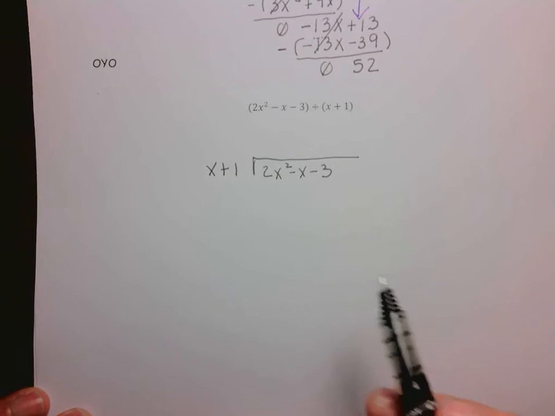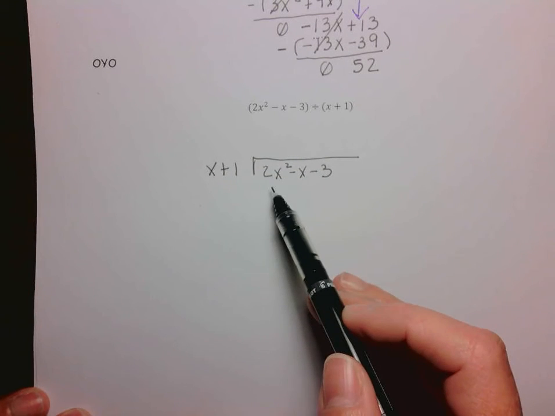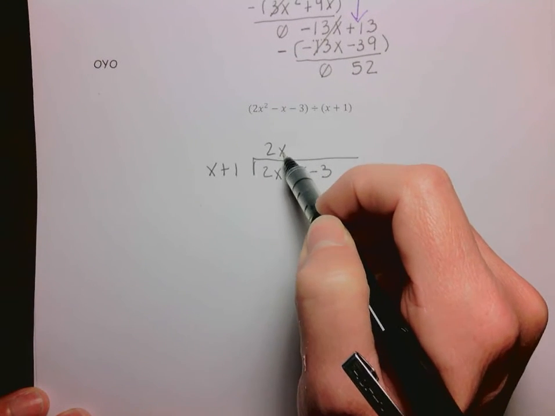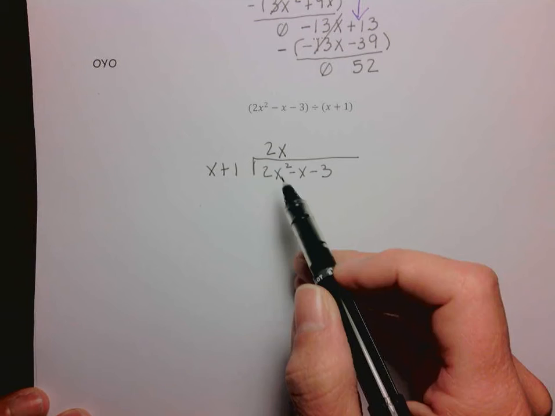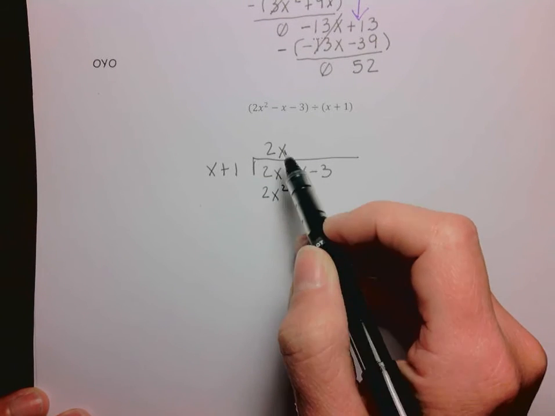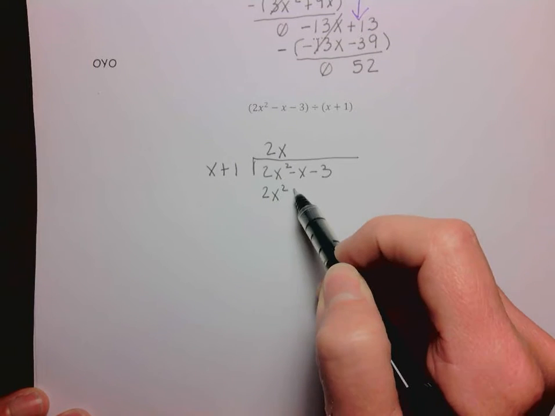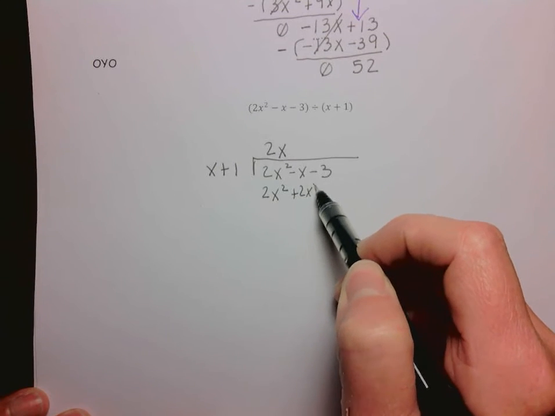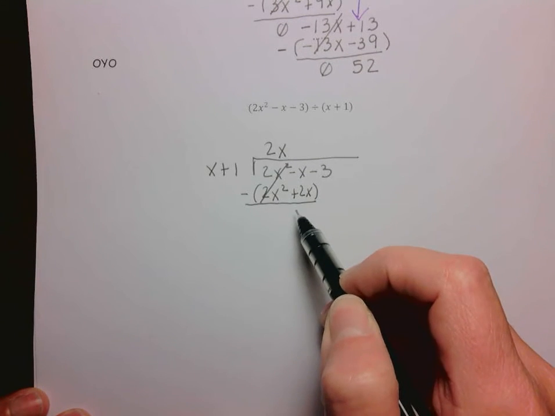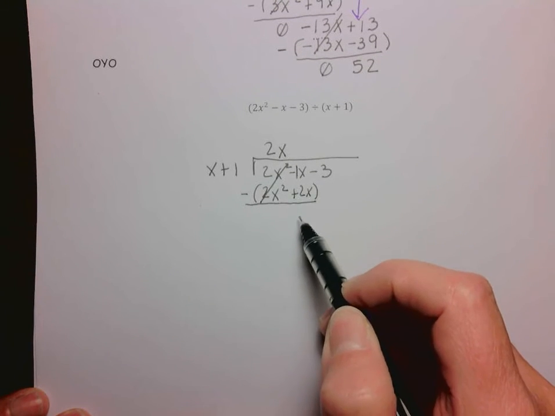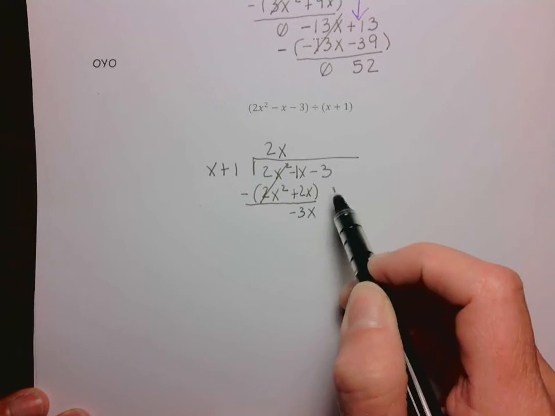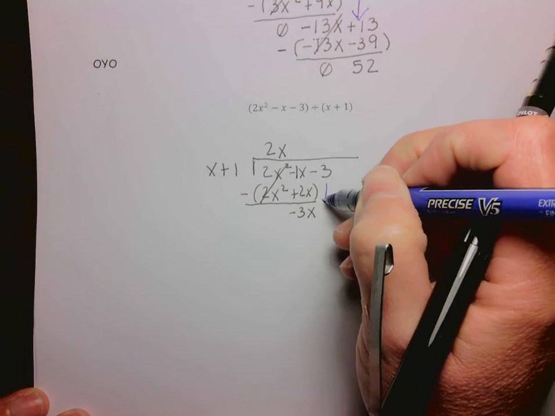I have to say, well, what do I need to multiply x by in order to make it 2x squared? And the answer is 2x. 2x times x is 2x squared. 2x times 1 is 2x. Now I'm going to subtract down. Those will cancel out. That's negative 1x minus 2x, which is going to be negative 3x. Bring this negative 3 down.